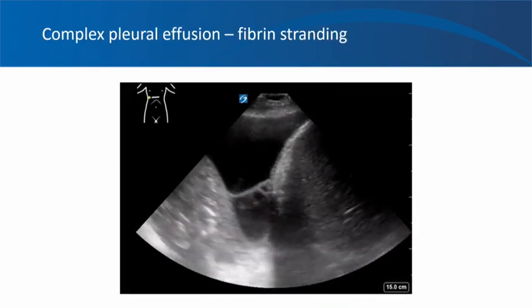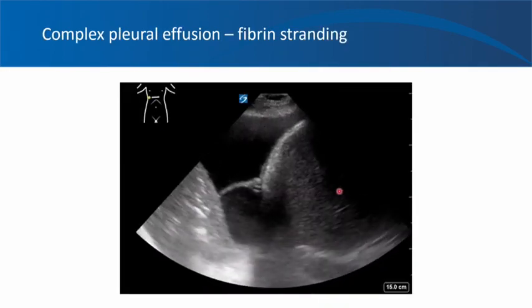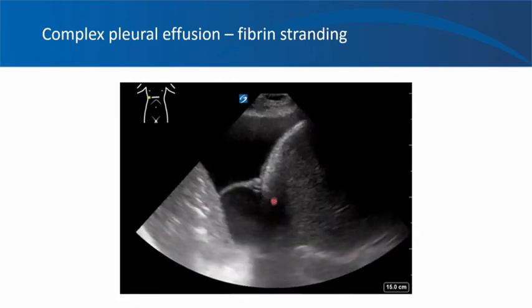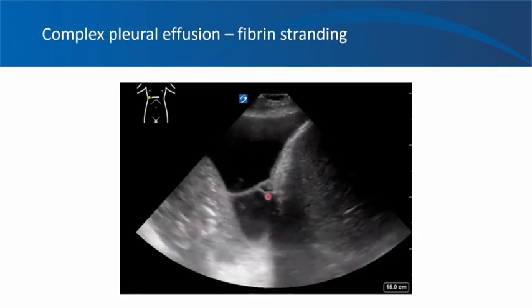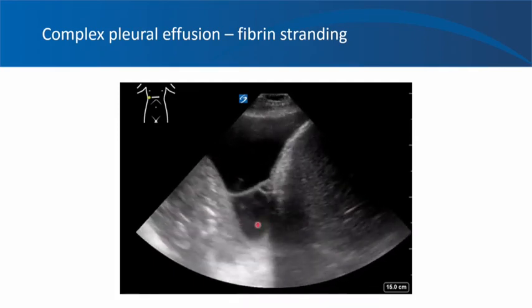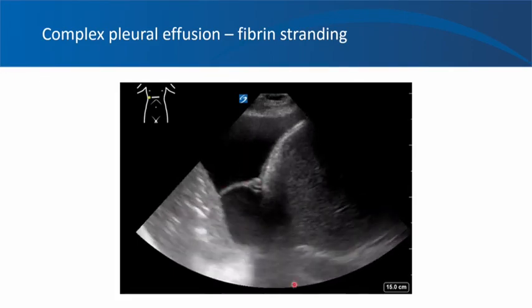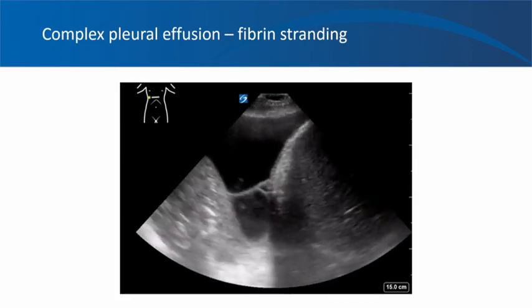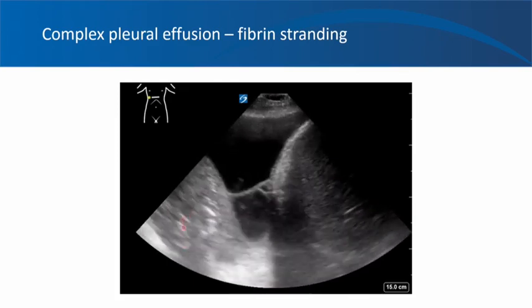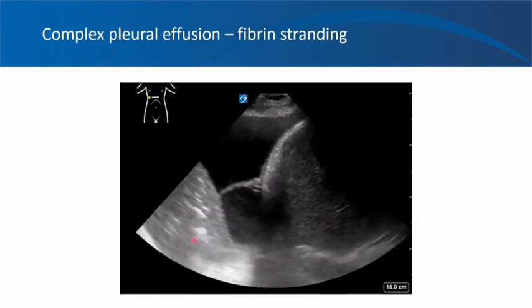And this is the example of a complex pleural effusion. And this is the liver here, this is the diaphragm, and this is the pleural effusion. And you can see here fibrin stranding and some hyperechoic structures inside the pleural fluid representing complex pleural effusion. And this part here is most likely consolidated lung, which almost looks like liver.